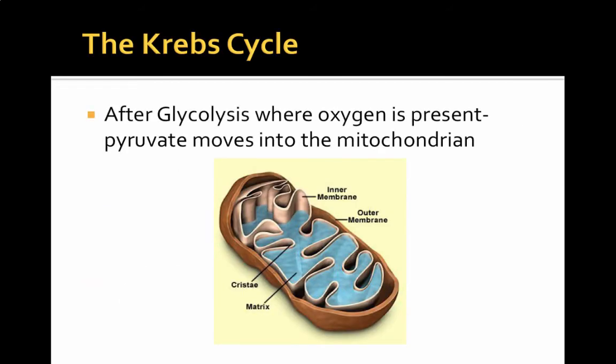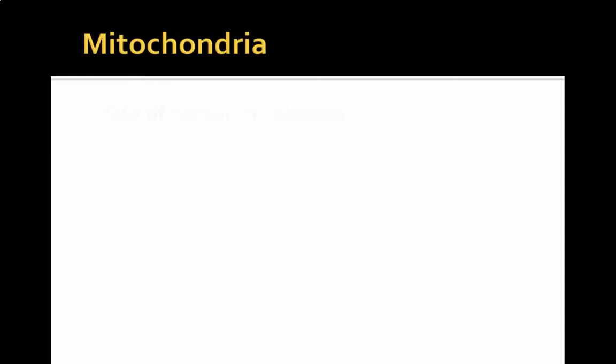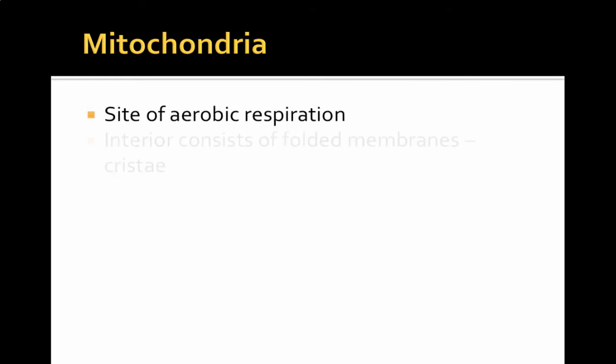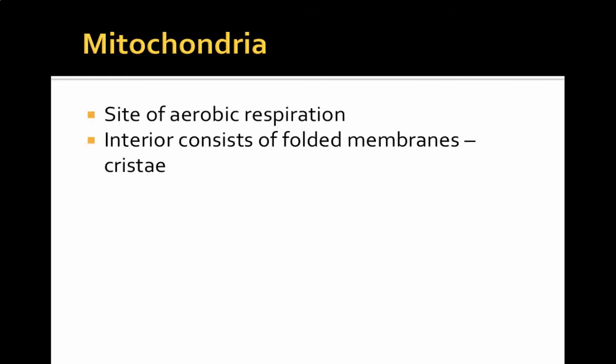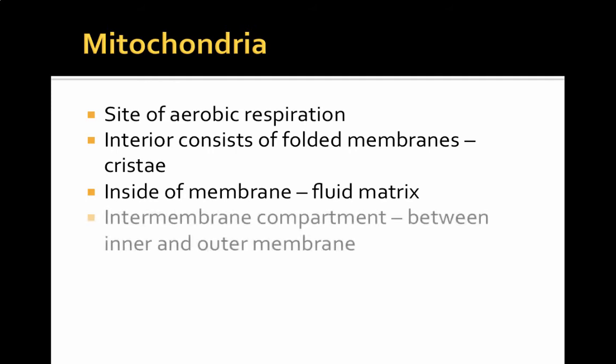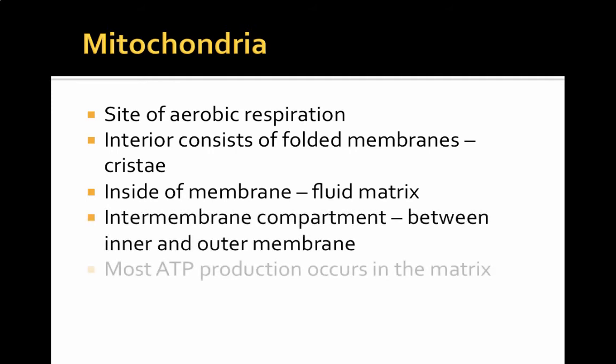So the Krebs cycle, after glycolysis where oxygen is present, pyruvate will move into the mitochondria, our powerhouse of the cell. It is the site of aerobic respiration, and the interior will consist of folded membranes, the cristae. This is where it will happen, and the inside of the membrane is the fluid matrix. The intermembrane compartment is between the inner and outer membrane, and most ATP production occurs in the matrix.